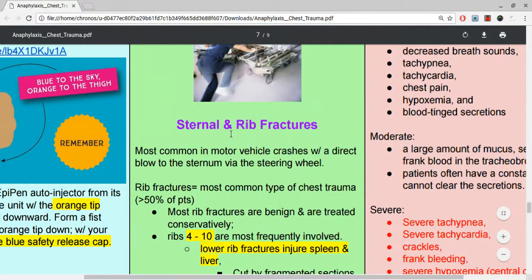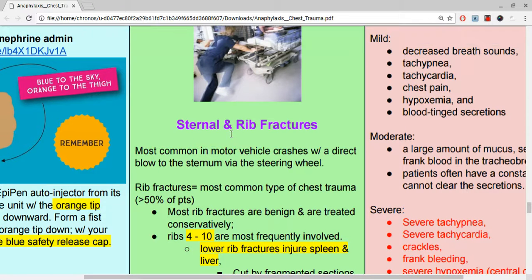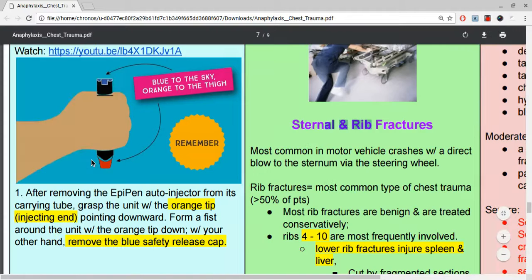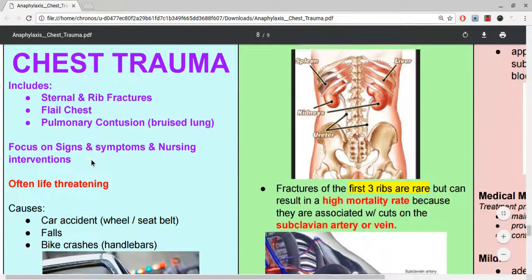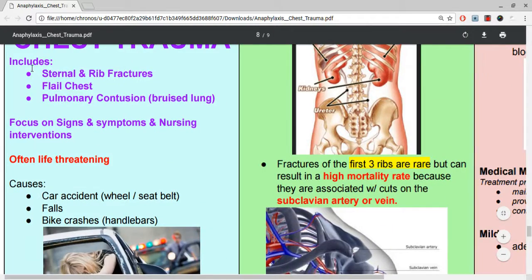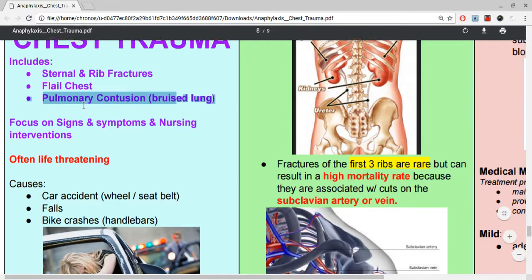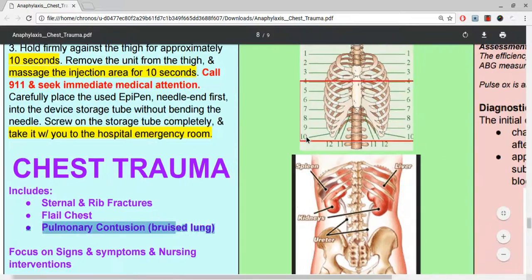Okay, now let's go into the subcategories of the chest trauma that I said we were going to go into. See, we're going to start with sternal and rib fractures, then we're going to go into flail chest, and then we're going to go into pulmonary contusion, which is basically a bruised lung.